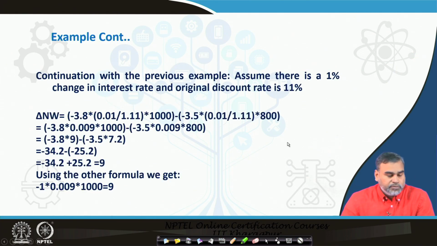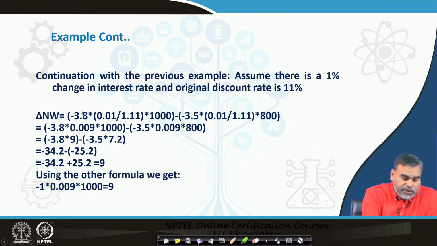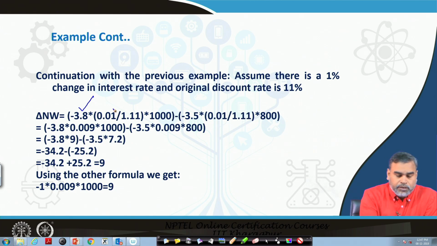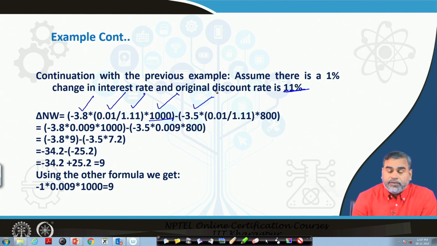Using the same formula, continuing with the previous example of the balance sheet, let us assume that there is a 1% change in the interest rate and the original discount rate was 11%. If you go by the longer formula, then delta NW is equal to minus 3.8, which is the DA, 1% is the change in interest rate, 1 plus I means 11%, the original discount rate, into A, the total assets, that is 1000, minus the duration of liabilities, that is 3.5 in our example.